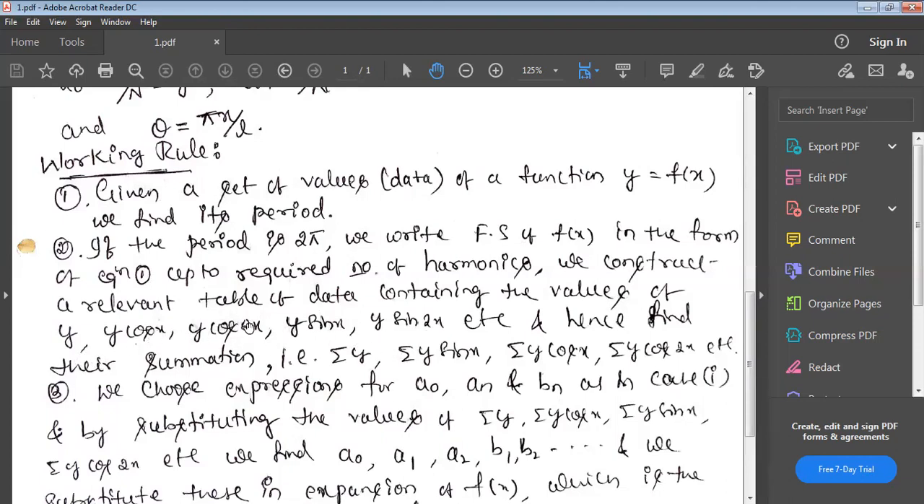This depends on the problem. When I take a particular example, I will show you how to construct a table. Once you construct the table, let us find the summation of these terms: summation y cos x, y cos 2x, and all these things. Here we have written summation y sin x, y cos 2x, and so on. And finally, we have expressions for a0, an, and bn, as in case 1.